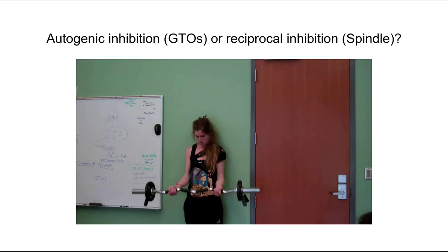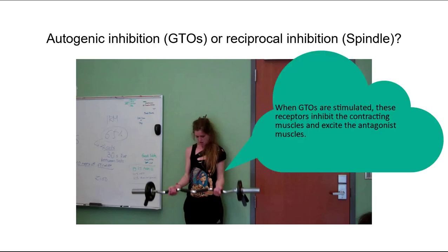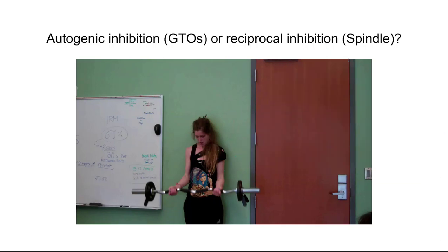When Golgi tendon organs are stimulated, these receptors inhibit the contracting muscles and excite the antagonist muscle. I have not really experienced the exciting of the antagonist muscle, but I have a lot of experience of inhibiting the contracting muscle by the Golgi tendon organ. Let's watch our previous KINS 379 exercise physiology students' performance.